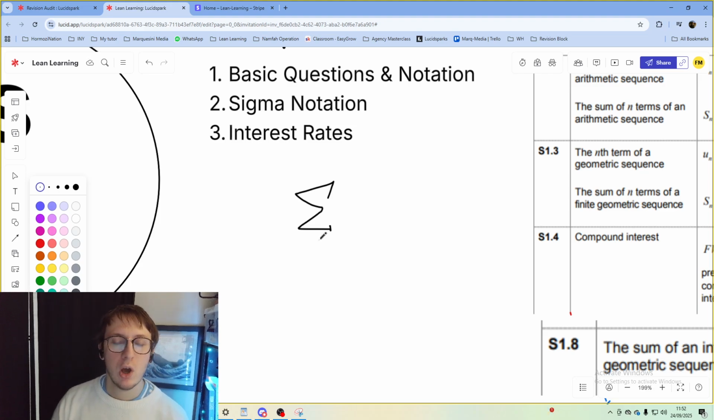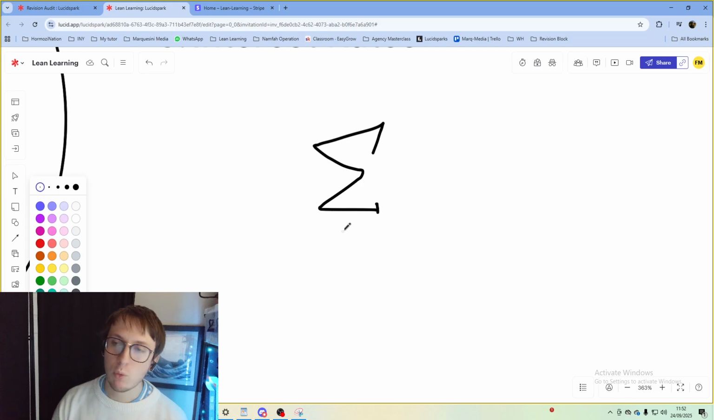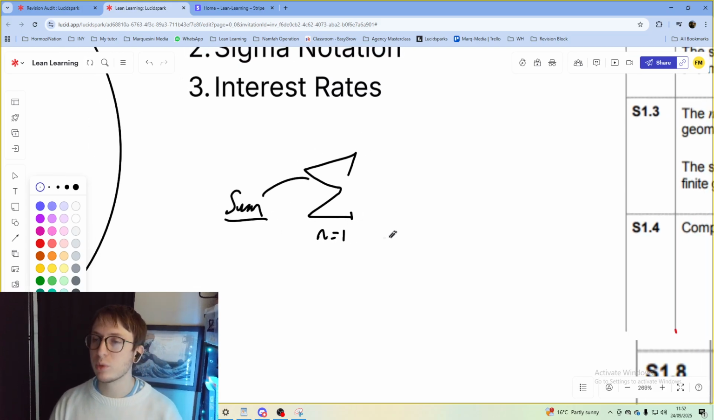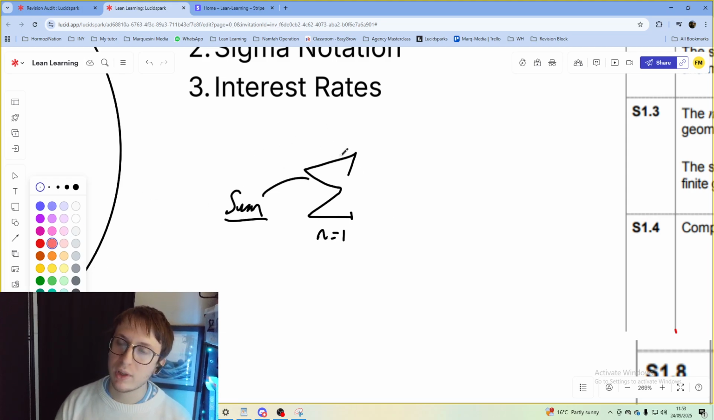Okay? On the bottom, we're going to have where we start counting from. So, for example, let's say we're doing n. We're going to say n equals 1. That's the first one we start counting from. Sigma stands for summation. It's a sum. So we're basically just doing a sum of terms. The value on the top here tells you our upper limit.